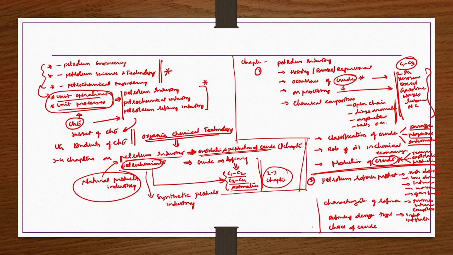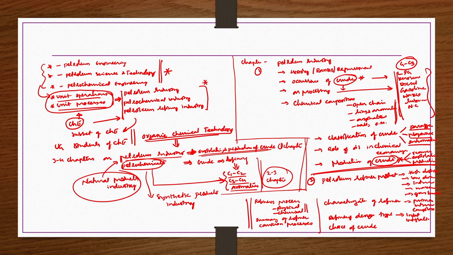Then we discuss the refinery process. Refinery processes are nothing but physical and chemical changes, which we have already discussed in the first chapter of the course, where we discussed basics of unit operations and then unit processes. But here we discuss only those which are relevant to the petrochemicals industry. Then finally, a summary of refinery conversion processes.